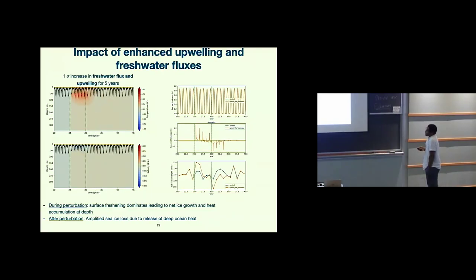And just for completeness, you can combine these two fluxes, and when you do that, what you find is that basically the stratification wins in this context, right? And so with increased freshwater fluxes, you pretty much negate the reduction in stratification you would expect from upwelling. And what you end up getting is a signal that looks a lot like the freshwater-only run.